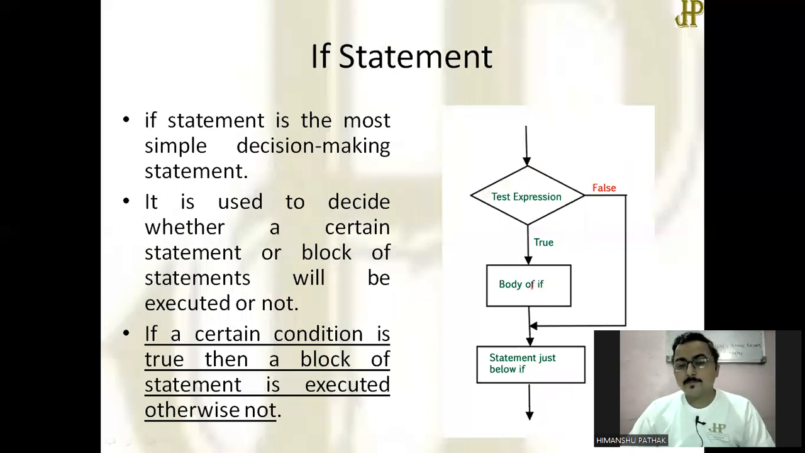So here you can see that the data flow or control flow comes from upward. Condition is to be checked. If condition is true, then what is to be done is written over here. And if the condition is false, then this statement is not to be executed and we move on to the next portion of the program. It means you simply discard the portion of if. Clear? The same thing I have written over here. If a certain condition is true, then a block of statements is executed, otherwise not. Clear?